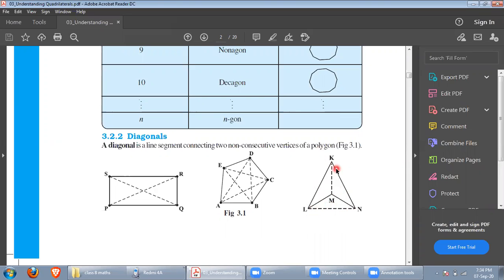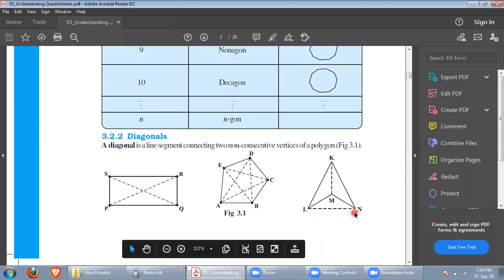Yes, K and M are not adjacent vertices. So we join KM. Again, L and M are not adjacent vertices, because L and M do not lie adjacent to each other. So LM is also a diagonal. For this type of quadrilateral, the diagonal is outside the quadrilateral, correct? One of the diagonals lies outside the quadrilateral, not inside. For this type of quadrilateral, two diagonals lie inside the rectangle or the quadrilateral PQRS. But for this KLMN quadrilateral, one of the diagonals lies outside the quadrilateral.